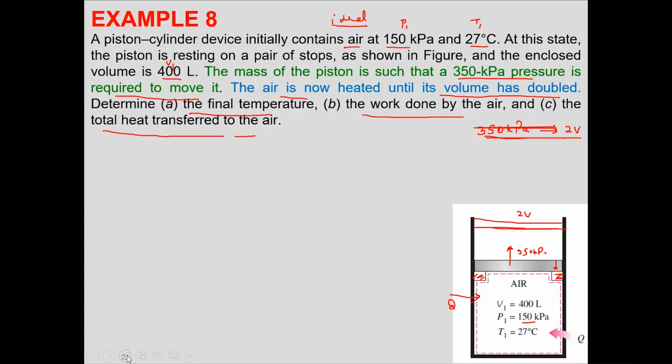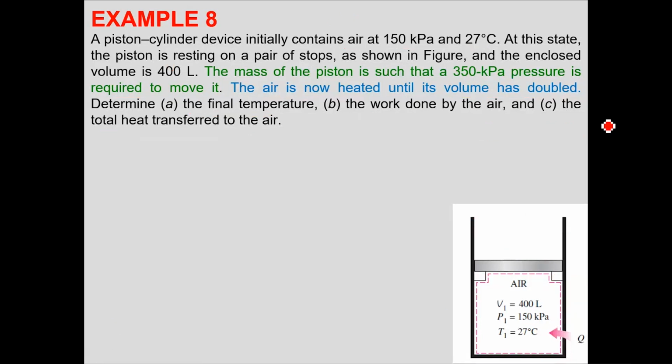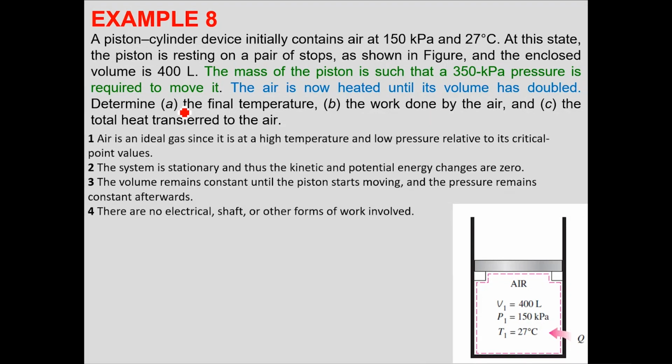Furthermore, I would assume again the system to be a stationary closed system. So if I have to determine the final temperature, these are a few of the assumptions related to this system. And the assumption which is valid is that there is no electrical, shaft or other forms of work involved in the process. Other than the movement of the boundary, there is no other work involved in the process.